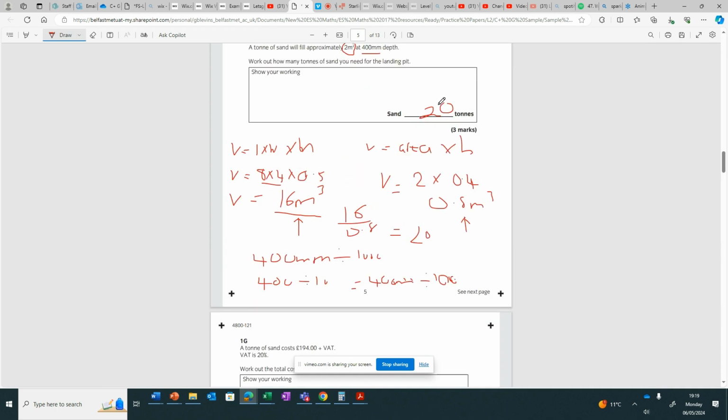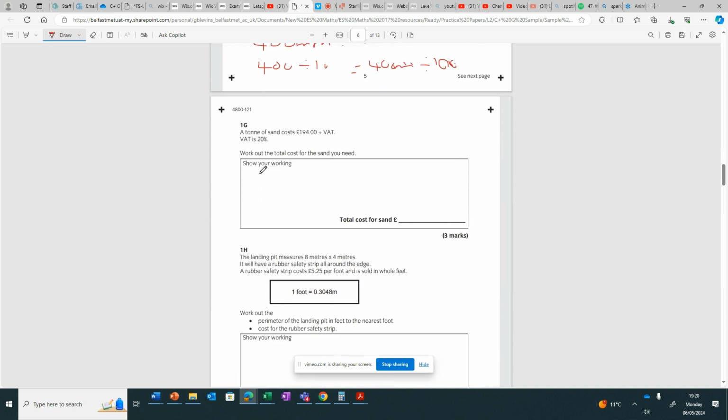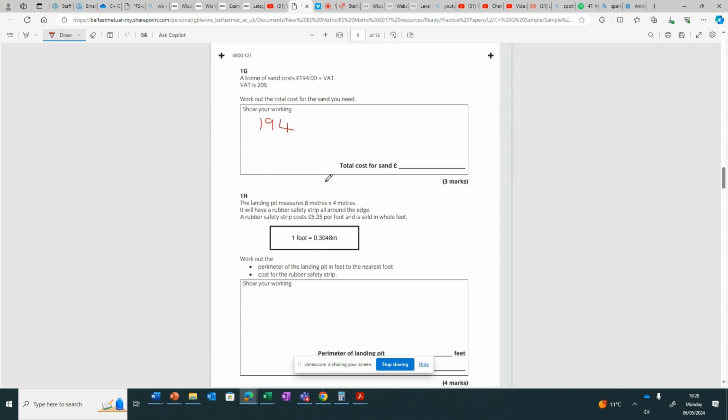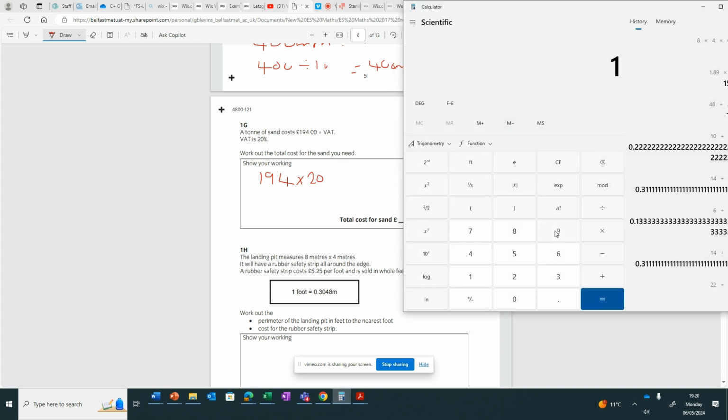There's a section on volume in your revision book. Make sure to revise it. A ton of sand costs £184. How much will we pay for 20 tons? Well, what we'll do is we'll times it by 20 to work out what we'll pay. Times it by 20, that's for 20 bags. We get 3880.